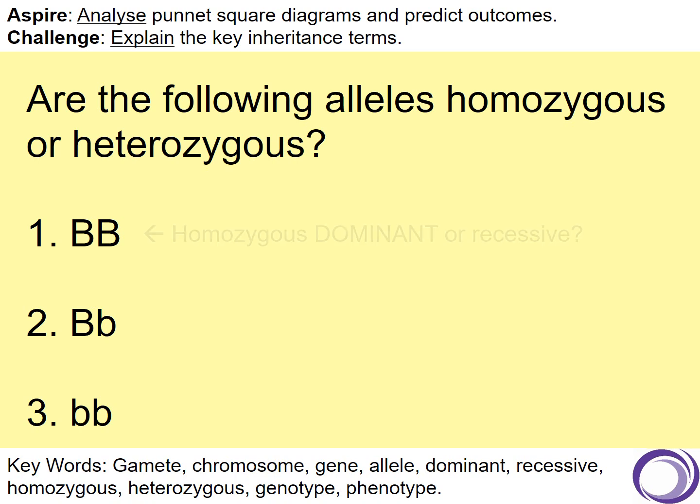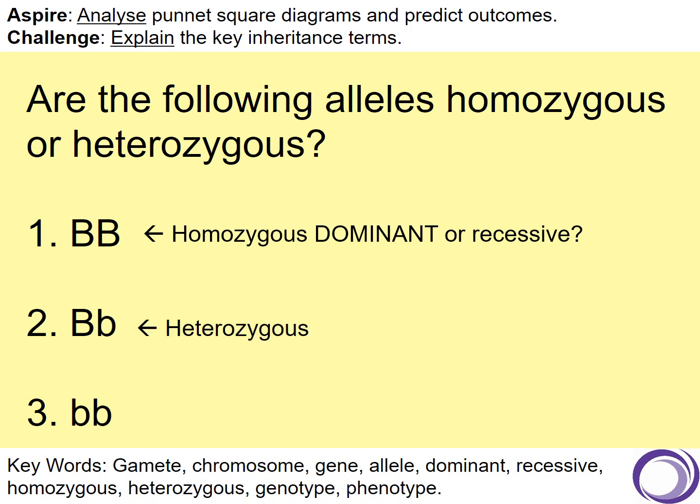Okay, if you got homozygous, you are absolutely right. And it is homozygous dominant because the letters are capital letters. Okay, number 2, big B, little b, homozygous dominant, homozygous recessive, or heterozygous. Okay, have you done that one? Brilliant. If you got heterozygous, you should have known that hetero means different. The letters are different, one capital, one lowercase, so it must be heterozygous.